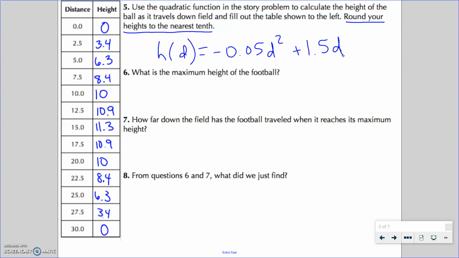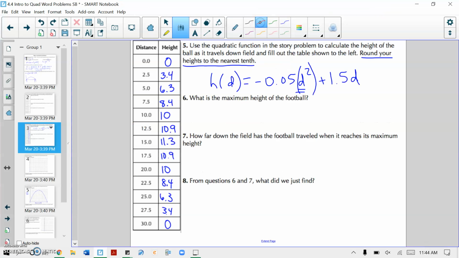Okay, so hopefully you were plugging those in. If you got different numbers than me, make sure when you plugged in for D that you squared D first and then multiplied by negative 0.05. So if you got different numbers, you might have accidentally multiplied first and then squared it. So just a thought, okay? What is the maximum height of the football?